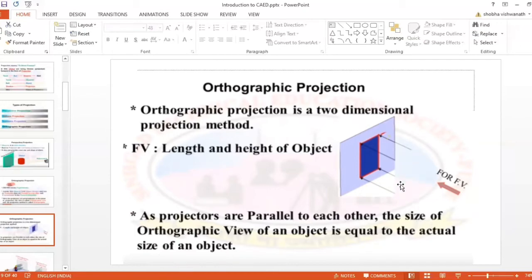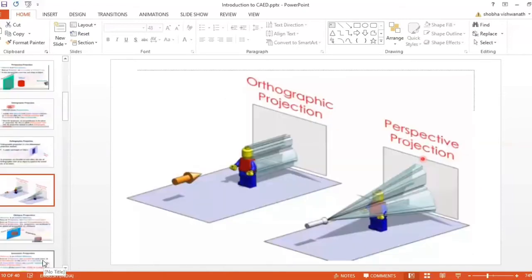Whatever object size you have here, the same thing you are going to project on the plane of projection. That is what you call orthographic projection. That is a two-dimensional projection method. You're going to get the same size of the object. Let us now see a three-dimensional example.